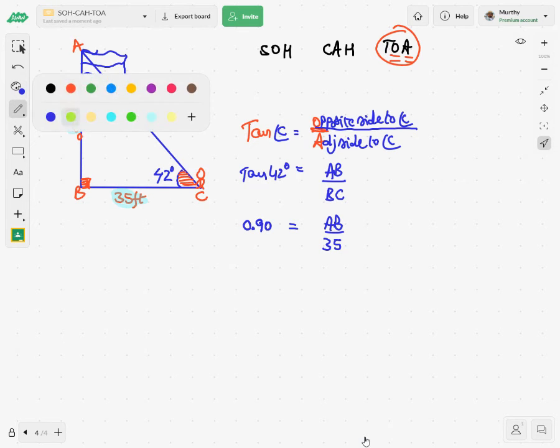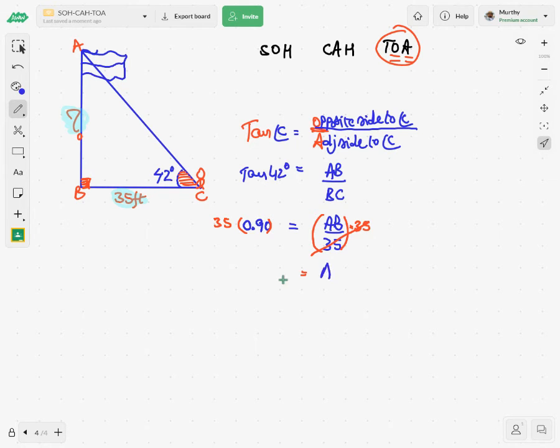You know how to isolate AB. We go for inverse operation. So 35 is dividing, so let me take times 35 on both the sides. So the value of AB equals to, let me grab my calculator, 0.9 times 35. That gives me 31.5.